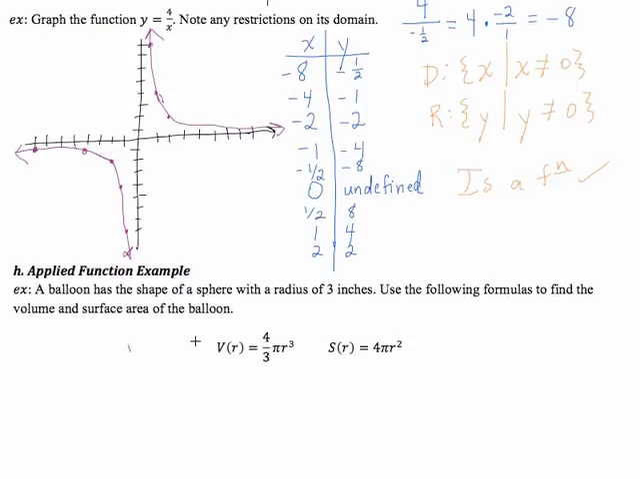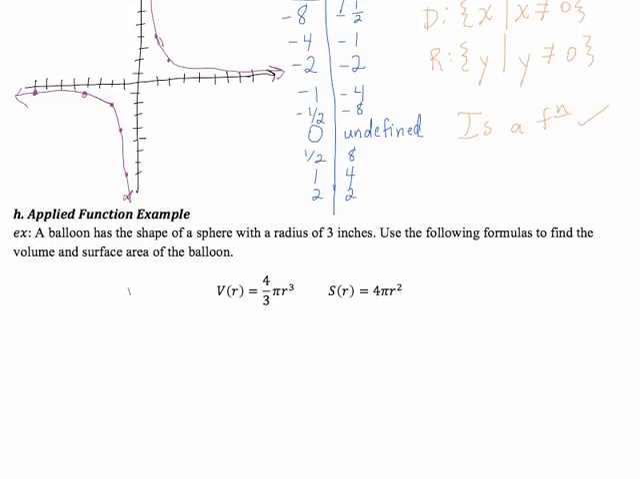Alright, and let's look at one more. This is just a simple application of function notation. So in this problem, a balloon has the shape of a sphere with a radius of 3 inches, and these formulas are given in function notation. V of r is how you read that, and S of r. So this is referring to volume, and S is referring to surface area of a balloon with radius r. So if we have a balloon with radius 3 and we want to find surface area and volume, we would need to find V of 3.